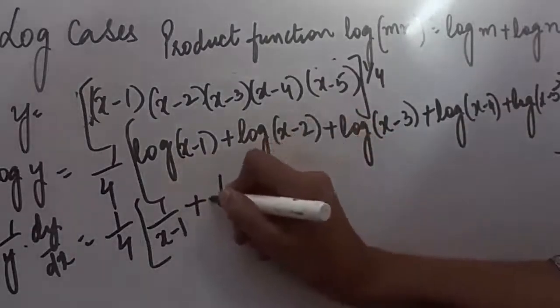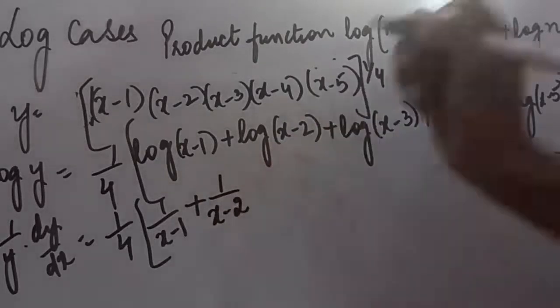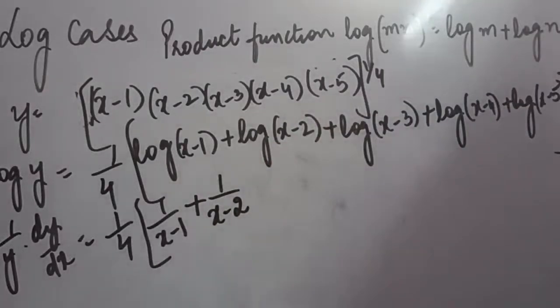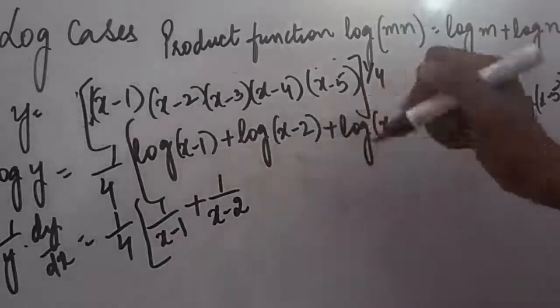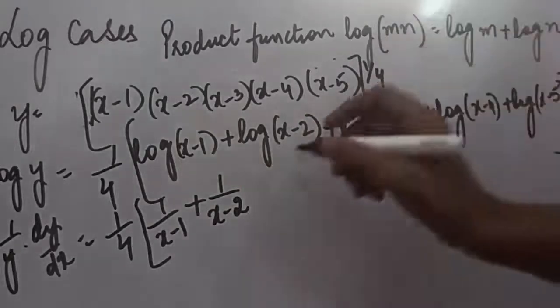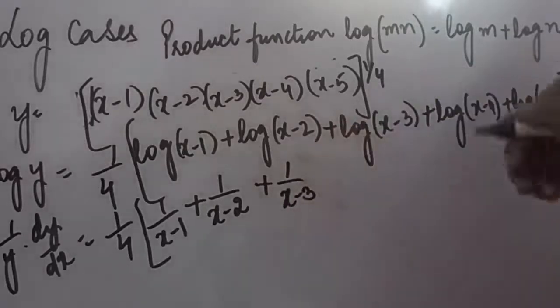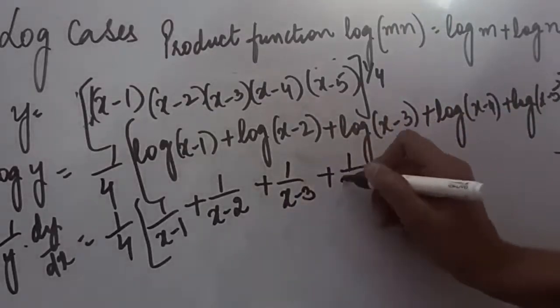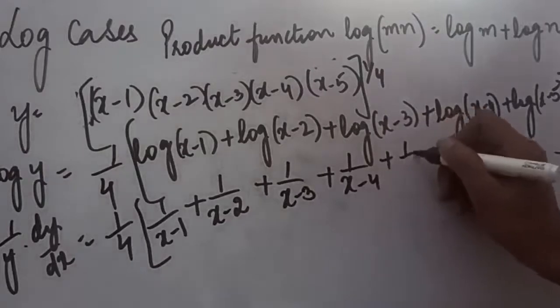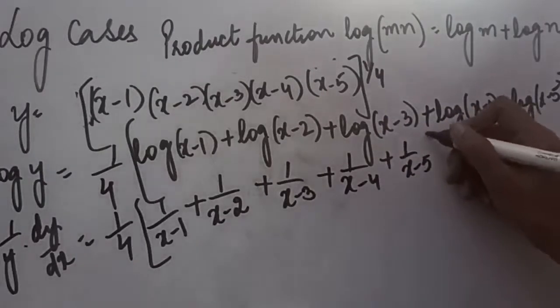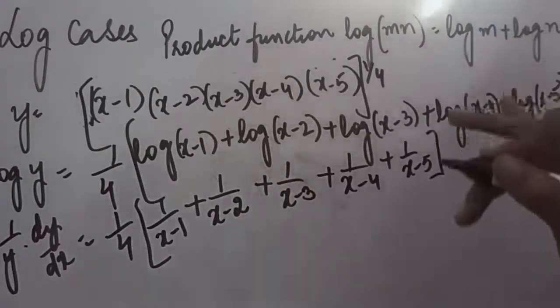Plus the differentiation of log (x minus 2) will be 1 upon (x minus 2). Again, (x minus 2)'s differentiation will be 1 minus 0, that is 1, no need to write. It will be 1 upon (x minus 3) into 1 same, plus 1 upon (x minus 4) plus 1 upon (x minus 5). So this is our answer.